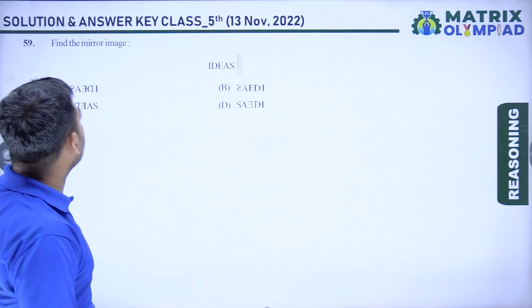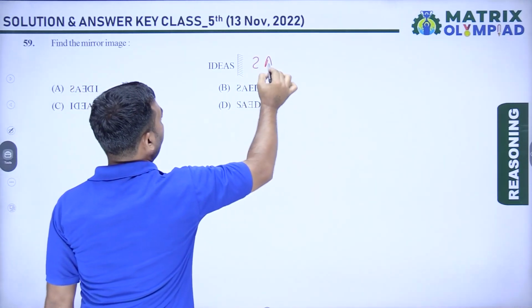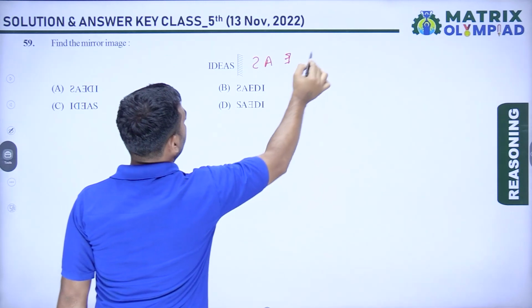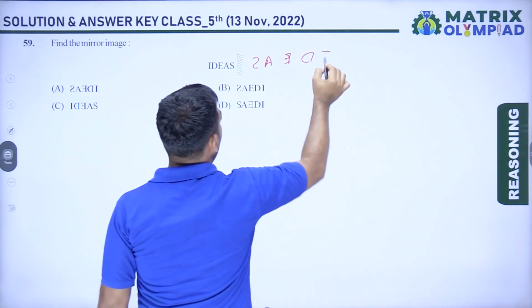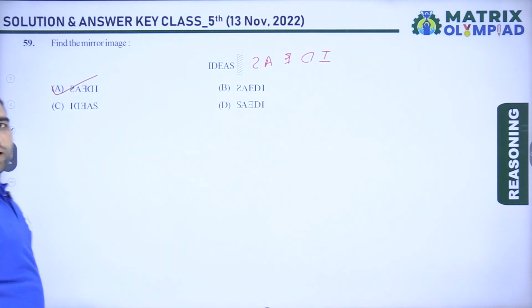Next question is, find the mirror image of S, A, E, D and I. S, A, E, D, I. Option A is the correct answer.